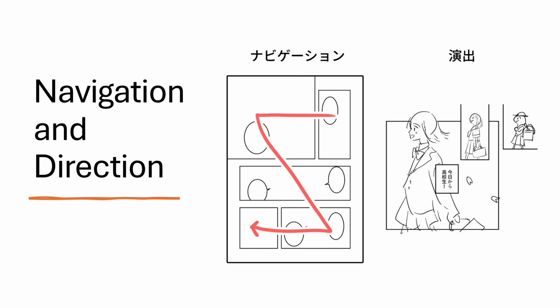Panel layout has two roles: navigation, and enshutsu, direction, like a film director. Navigation naturally guides the reader's gaze, and directing conveys the passage of time and the story and the emotions of the characters. So this allows the reader to intuitively understand the flow of the story and the psychology of the characters. Panel layout technique is an essential element that determines the quality of your manga.